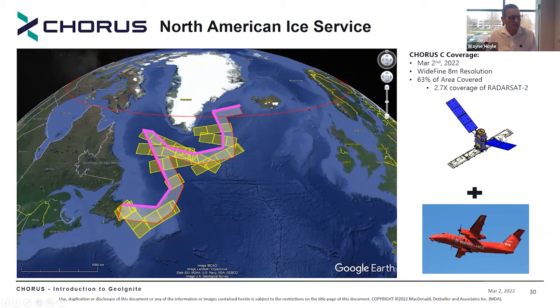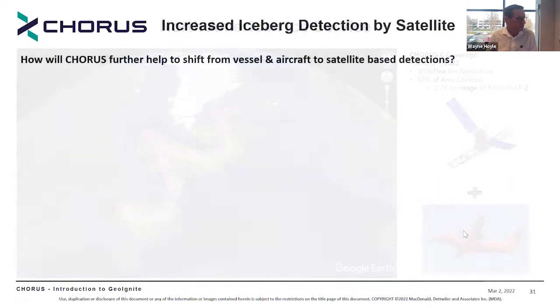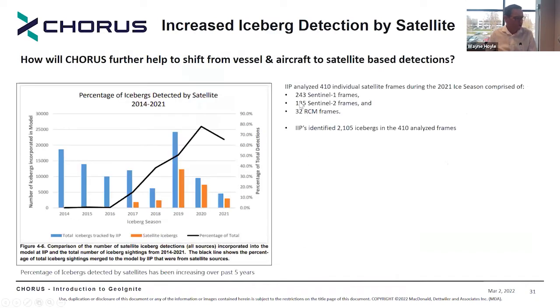So perhaps it could be pivoted where satellites become the primary and ships or aircraft become secondary for this use case. As far as the iceberg detection, these are some trends that I pulled off of the latest report from the National Ice Service in the US, from NAVCEN. It shows the percentage of icebergs that they have been tracking and how that has changed over the years.